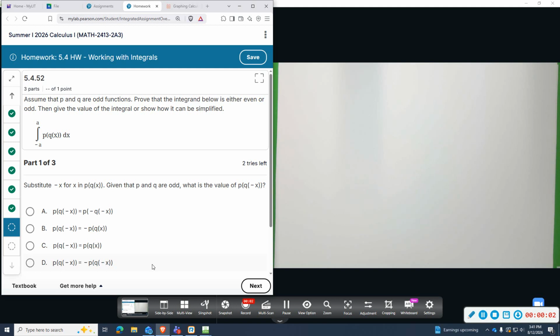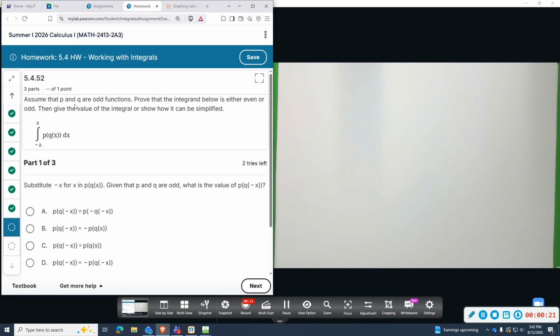All right, question number 13. We want to assume P and Q are odd functions, and we want to prove the integrand below either is even or odd, and then give the value of the integral to show how it can be simplified.